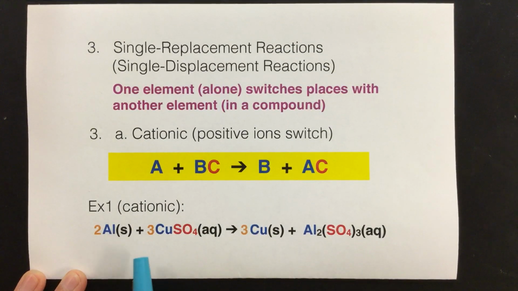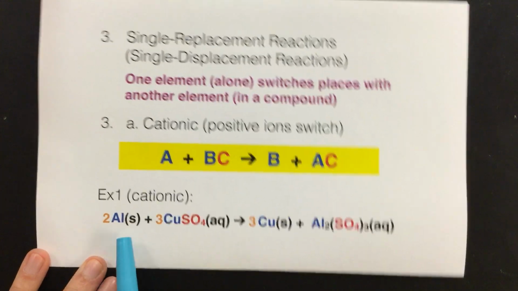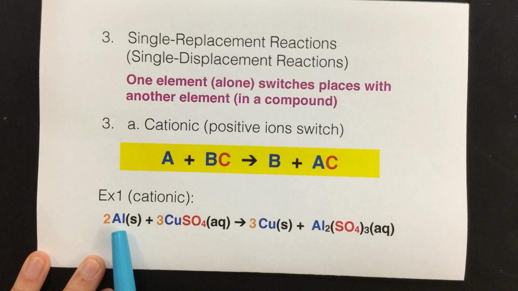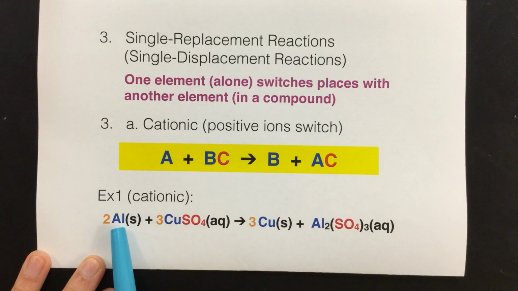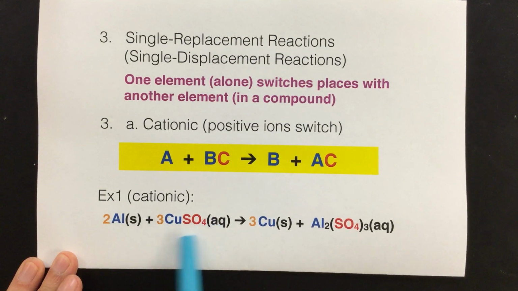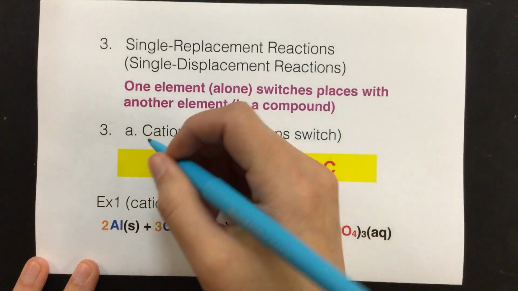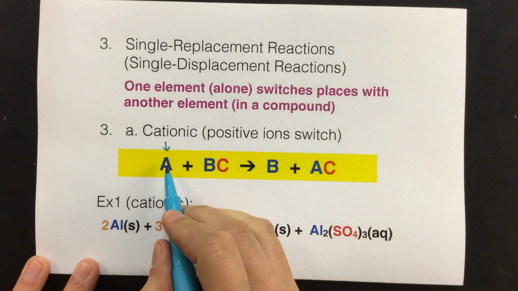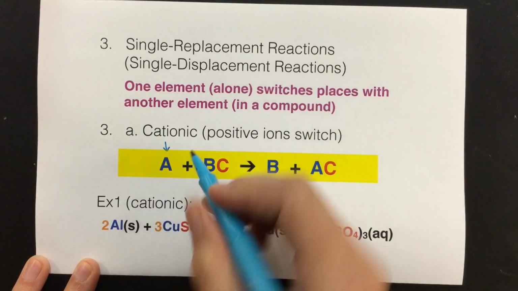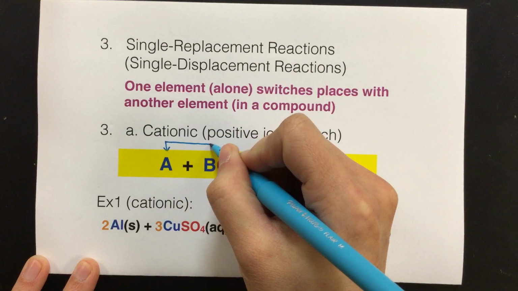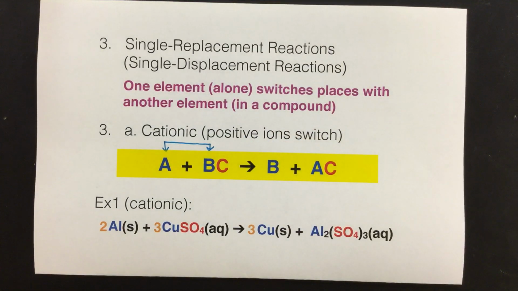So for example, for cationic, if we look at the example here, aluminum is by itself. Well, we know aluminum is a metal, so when it becomes an ion, it's going to be a positive ion, or a cation. So that means when it goes to replace something in the compound, it needs to replace the positive ion, which would be copper in this case. So for cationic, whatever is by itself is going to turn into a cation, so it needs to replace the cation in the compound. That's why it's called a cationic single replacement.